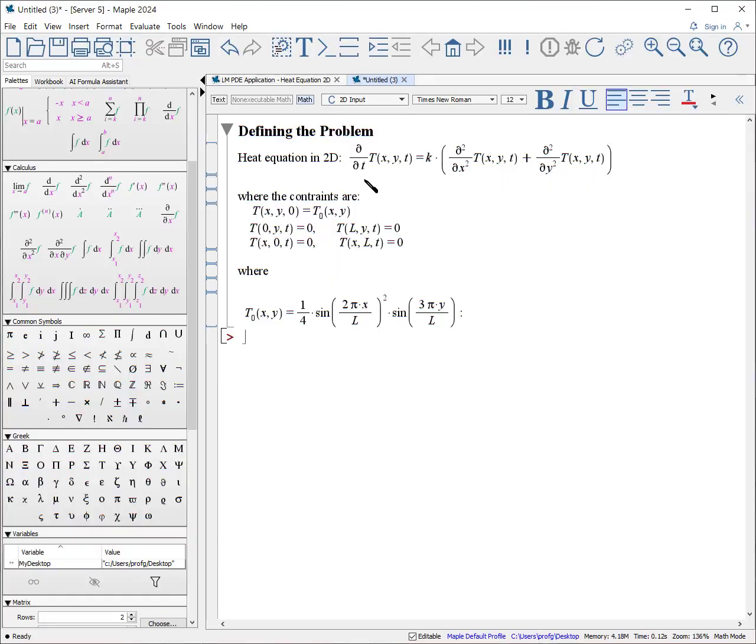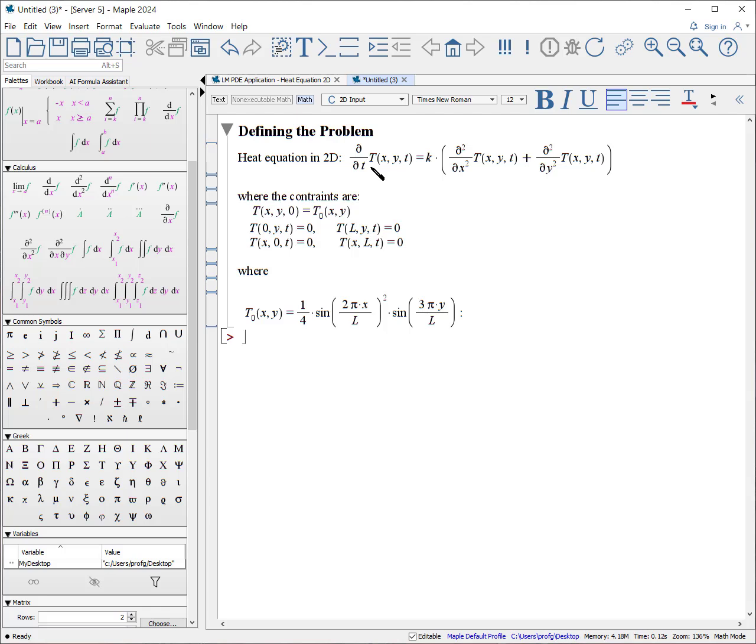By viewer request, an example on how to solve a 2D heat equation problem. In this problem, Maple actually fails, and I'll show you where it fails and how to do the workaround. Let's get started. So here's the heat equation in 2 dimensions.